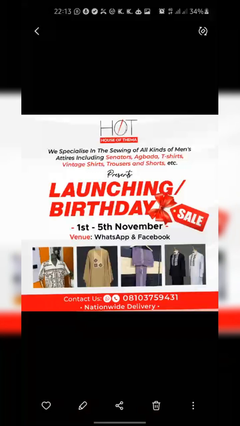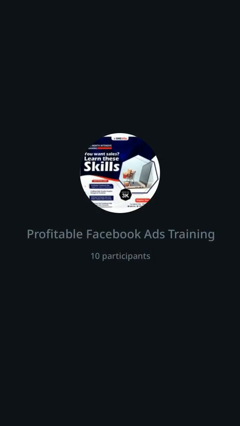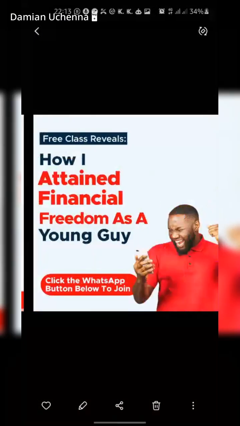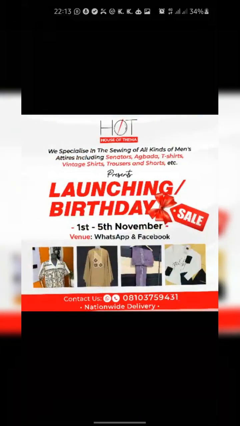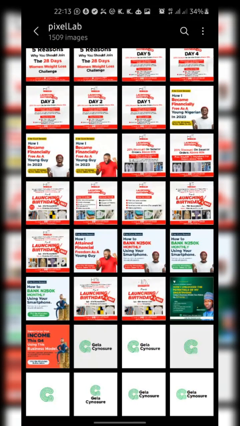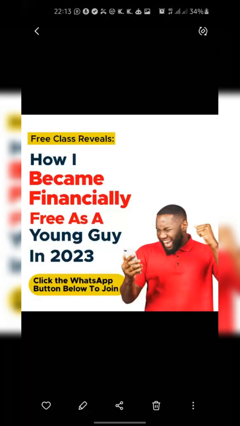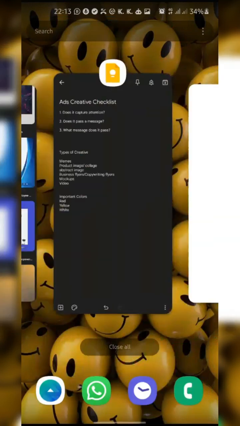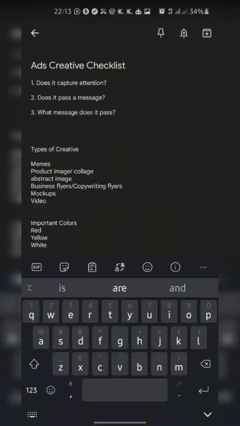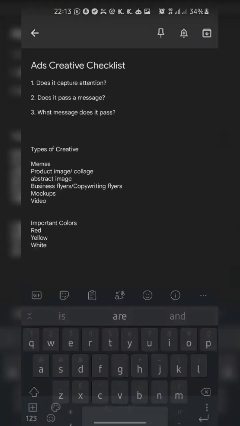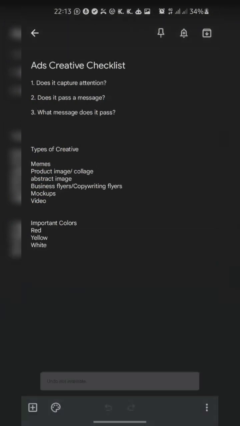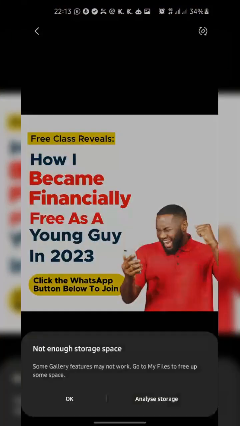So this thing right here is a business flyer, and it can be used to run an ad, to promote whatever she wants to promote with it. Then this also. Let me quickly touch on the colors I was talking about. Important colors to use on your creative: red, yellow, and white. This is what I've done over time.